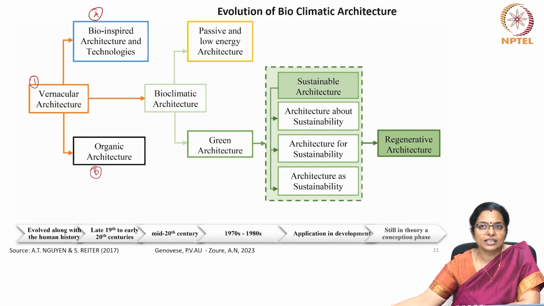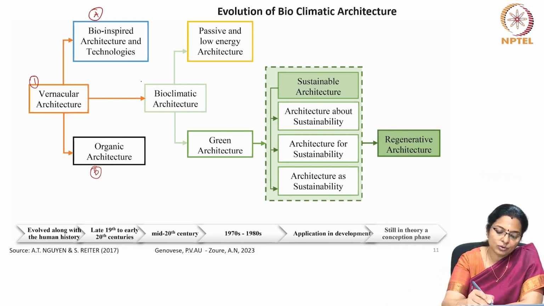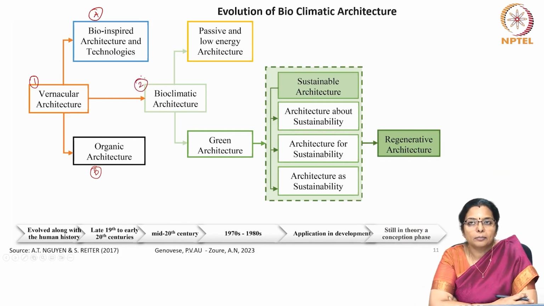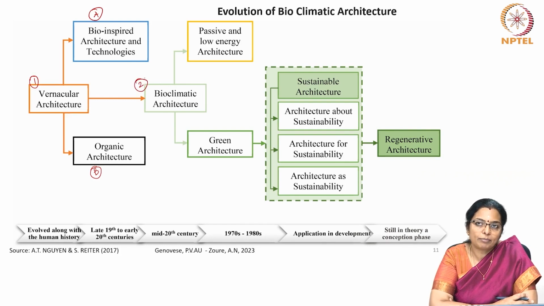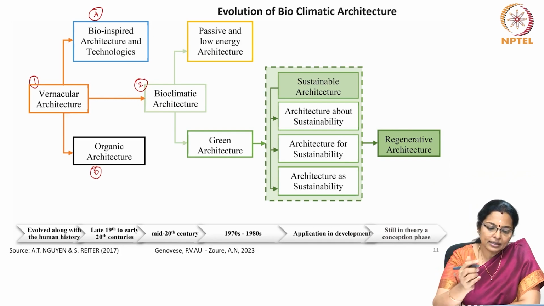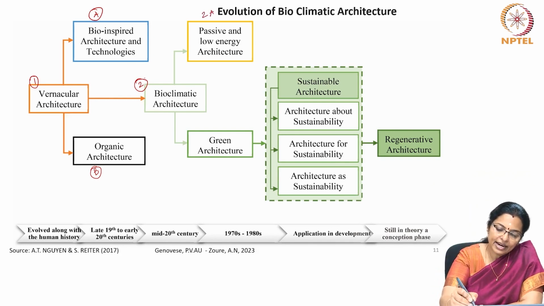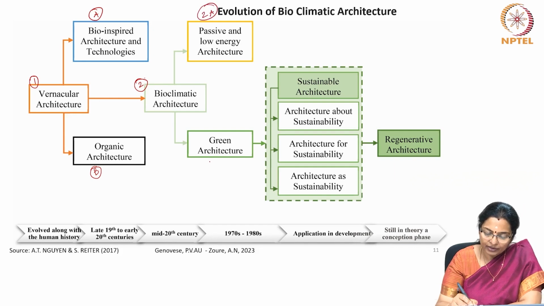This term organic architecture was coined by F.L. Wright, who is a very influential architect of the 20th century. And then the bioclimatic architecture, which is what we are looking at. So this looks at passive design solutions which adapt to climatic conditions to create indoor comfort, better satisfying the demands of building occupants, and this is used since the mid-20th century. And then comes the passive and low energy architecture and green architecture, as we have already seen.